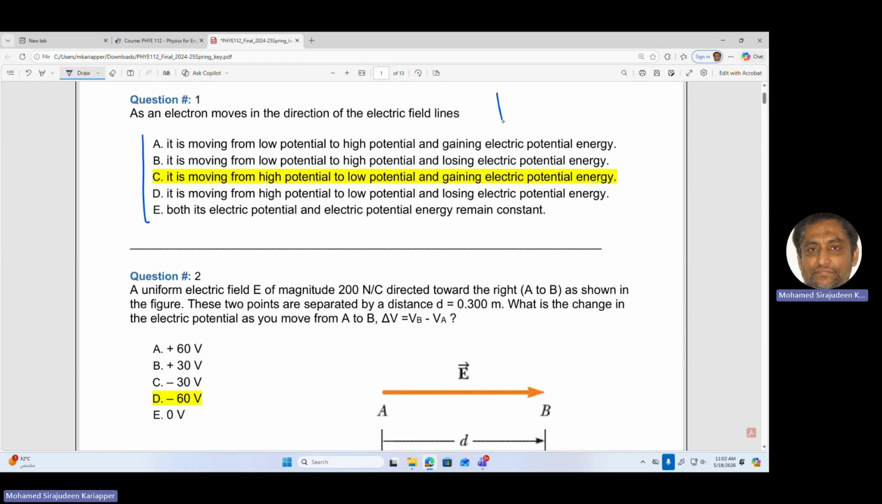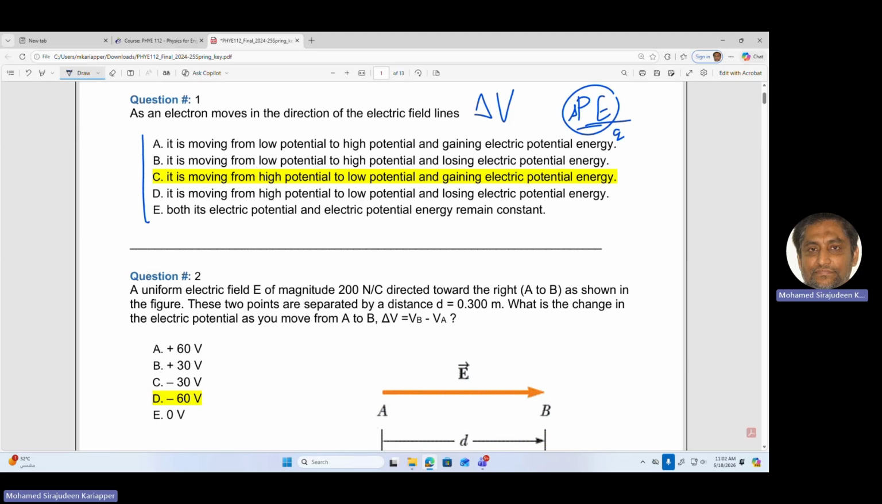Potential, the symbol is V. Potential energy, we use PE for potential energy. We first define the potential energy. After that, we define the potential. Potential is, the delta potential is delta potential energy per unit charge. So that's how they are related.